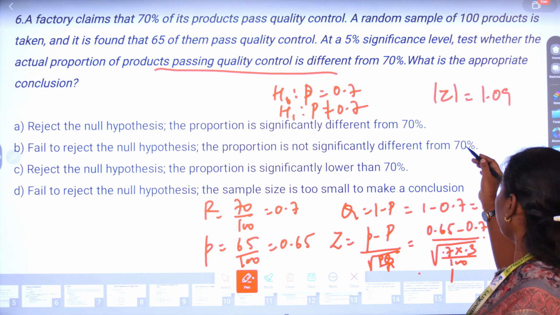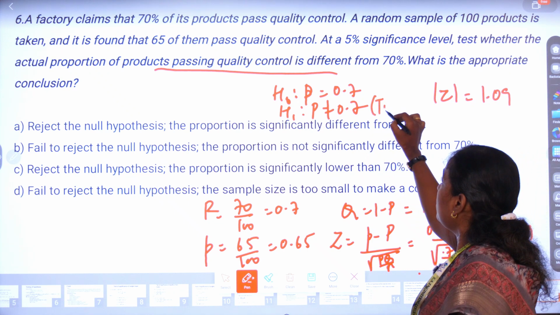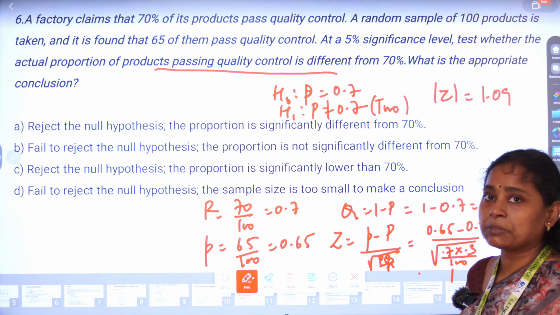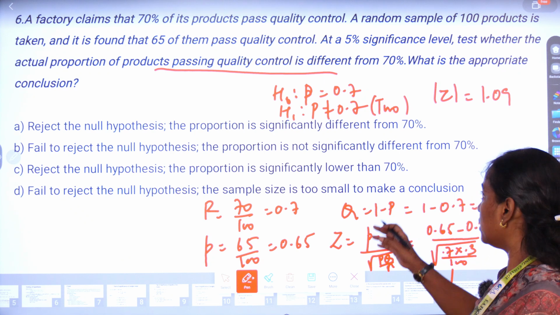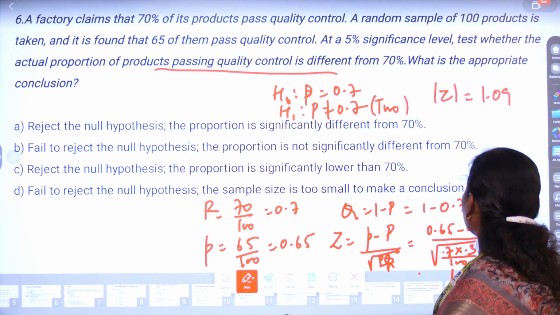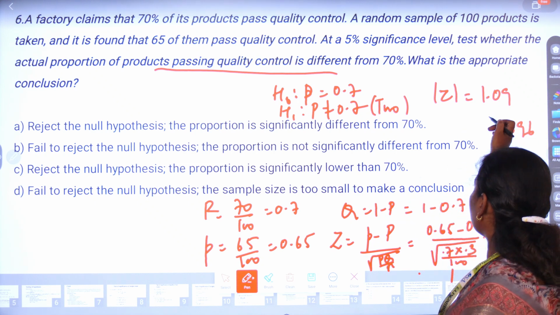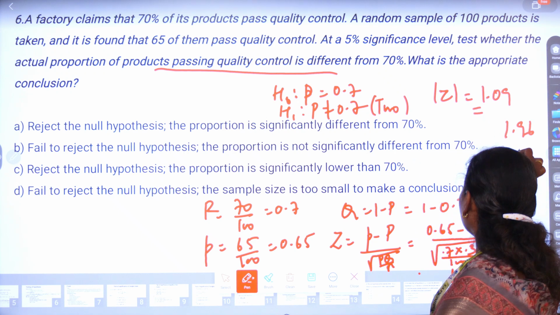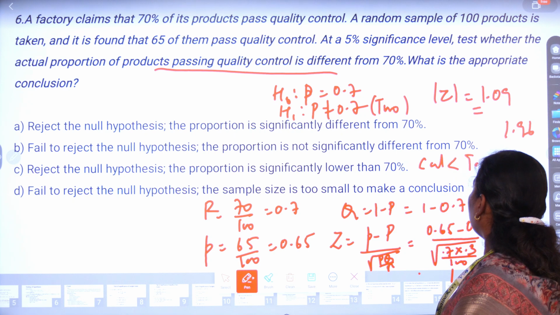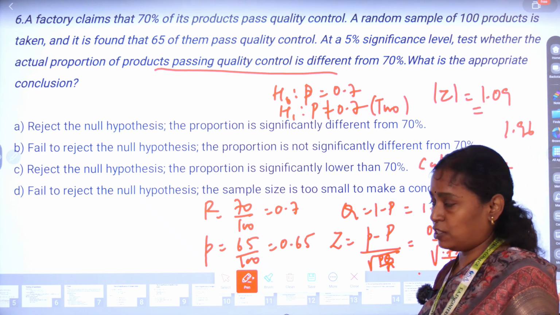Now it is not equal to, which means that it is a two-tail test, because in the question we don't have something like superior, inferior, maximum, minimum, nothing is mentioned. So it is a two-tailed test. For a two-tailed test, for 5% it is 1.96. This is your table value and this is your calculated value. When you compare these two, your calculated value is less than the table value. So you are accepting your H0.